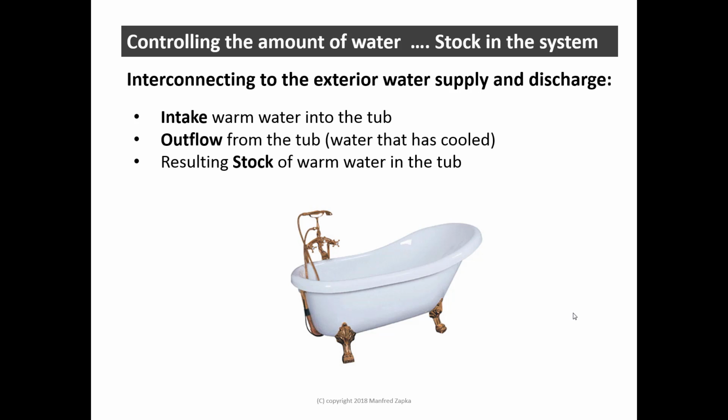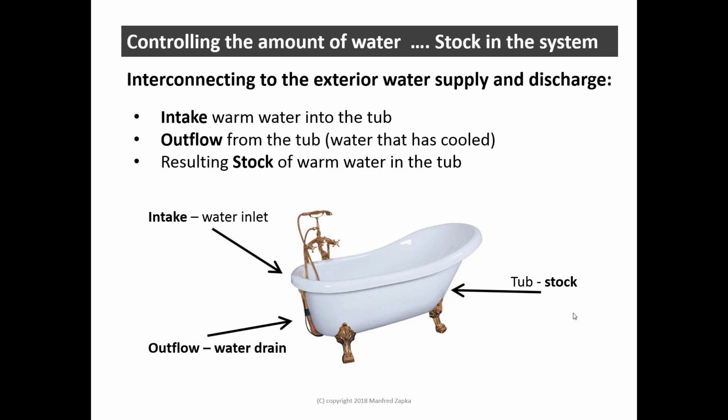So right now, we look at the system in terms of the elements which we have, and the interconnection to the exterior water supply and discharge, right? So how do they interact? We have the intake, which is the water inlet, and we have the outflow where the water is going out, and we have the resulting stock. And stock in a system is basically defined as how much volume, how much amount is actually contained in that system.